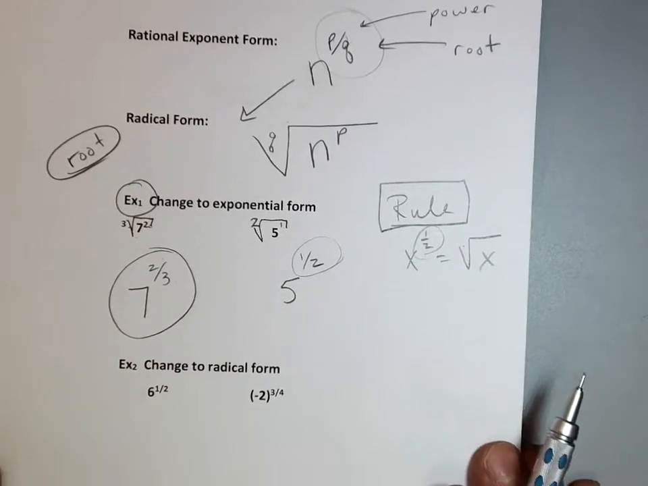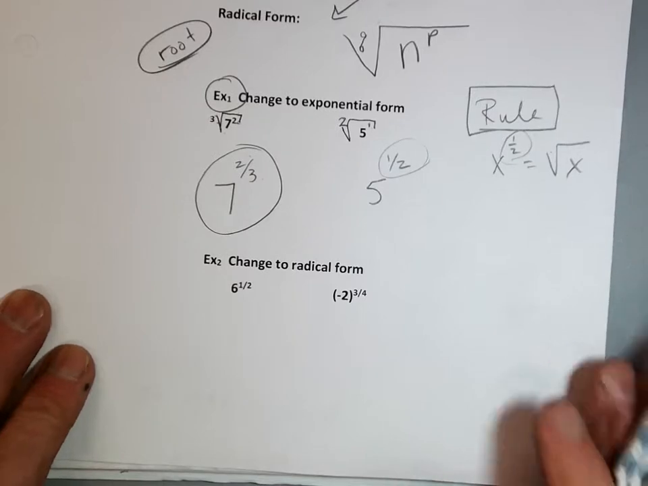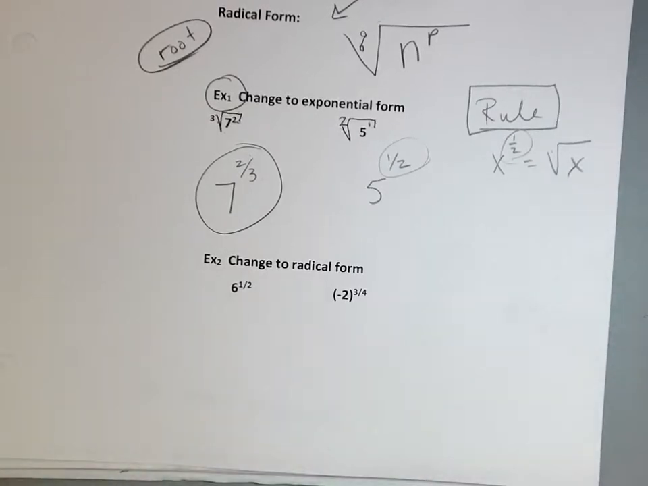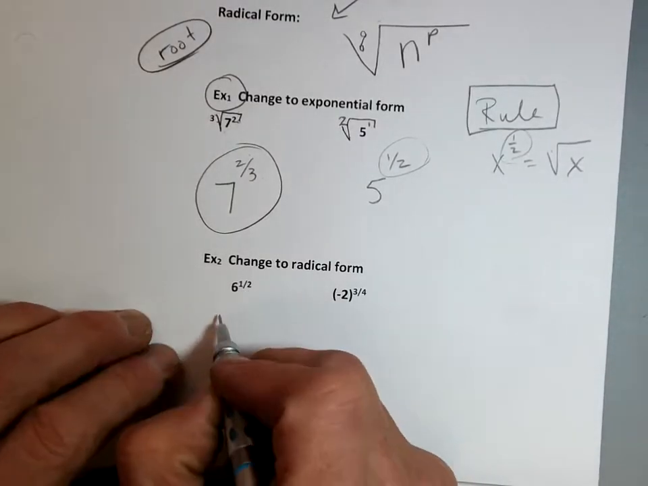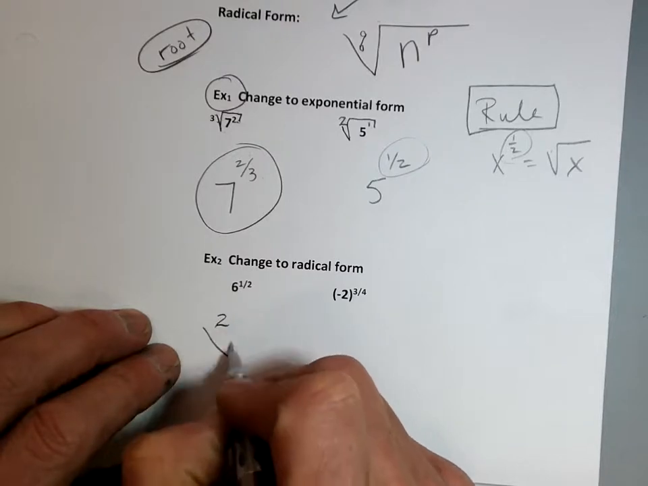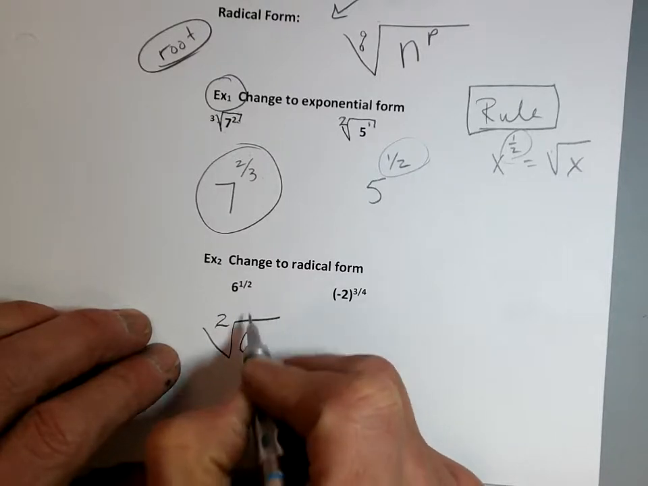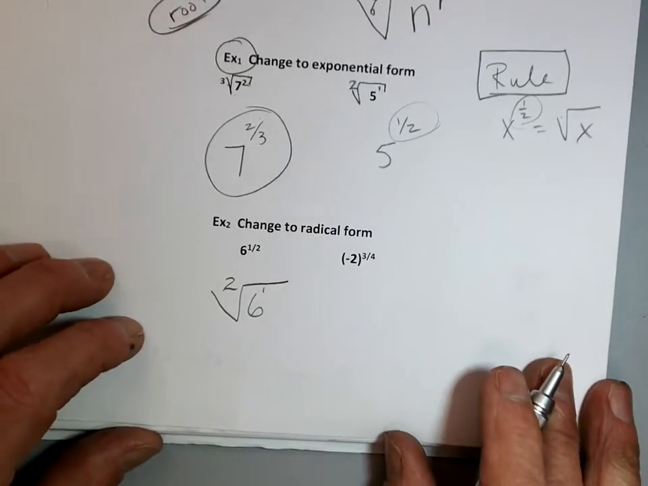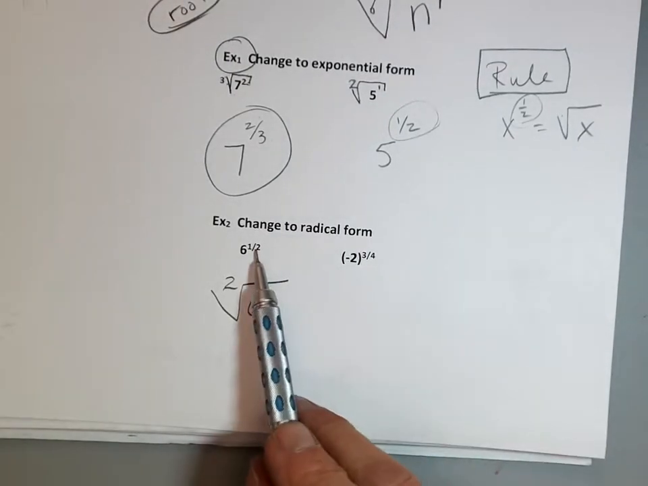Now, example 2. Let's change it the other way around. Okay, 6 to the 1/2 power. Well, the 2 is the root and the 1 is my power, okay? So I'd write it like this. Okay, my 2 goes in my root.